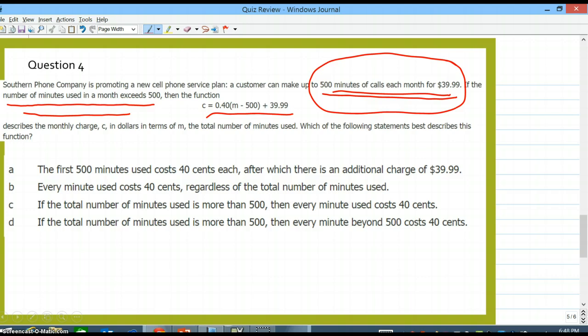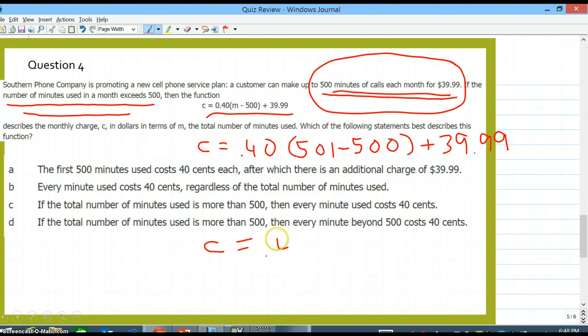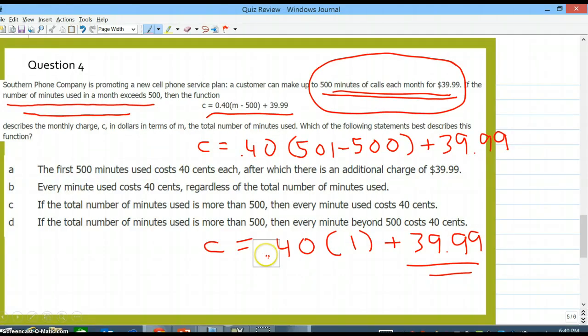So, looking at this equation, before we even look at our answer choices, let's say I was using this phone company, and I use 501 minutes instead of 500 minutes, then how much would I pay? Well, I would have to plug in 501 for minutes. And I can see from right here, my equation will look something like 1 minute plus $39.99. In other words, I would pay $39.99, but because I went 1 minute above the 500 limit I had, I'm going to pay 40 cents for that extra minute.